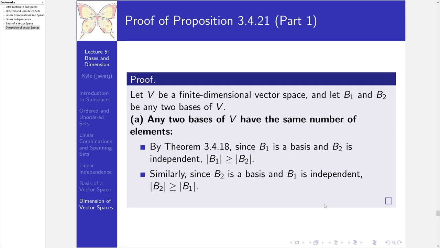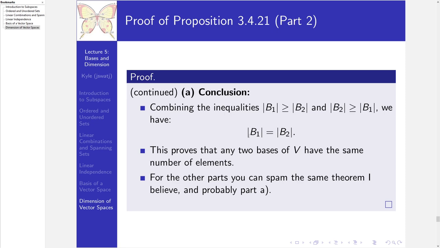Yeah, I think I already explained the proof of this. Take by theorem 3.4.18. That's the previous one we mentioned. We could just take both bases and get two inequalities. Here's one, here's the other, and by both of them we'll get that they have the same number of elements. I think for the other parts of this, you could probably use the same theorem, and probably some of part A, but I thought I would leave that out because it's kind of similar. It's a similar process to this.